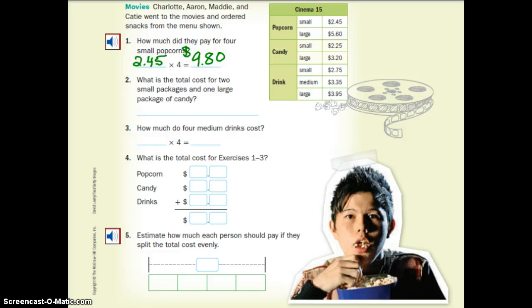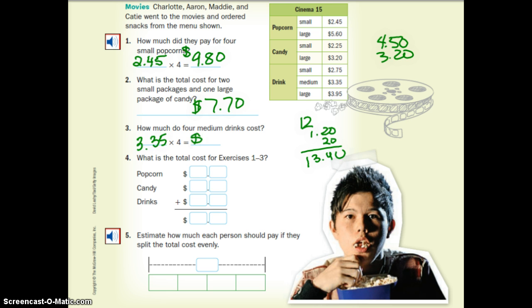What is the total cost for 2 small packages and 1 large package of candy? 2 small, double that is $4.50. $4.50 and $3.20 is $7.70. And then how much for 4 medium drinks? Drinks are $3.35. So we know that 3 times 4 is 12. And then $1.20. And then 20. That's $13.40. If I did the math right. Yep, I did the math right. Wow, that's incredible. Doing left to right math, folks.